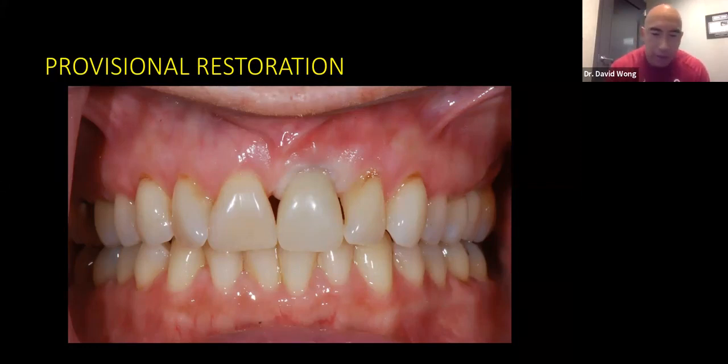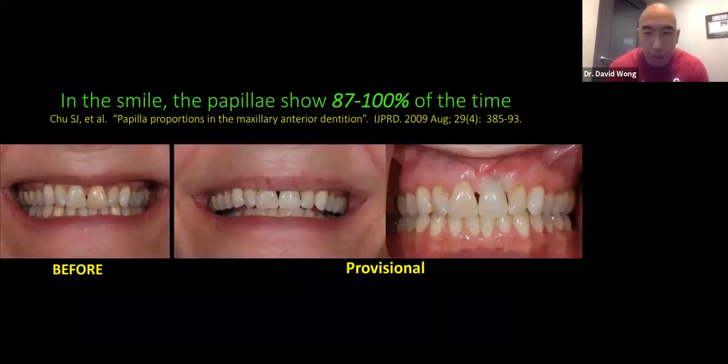So this is the part where we have to have a discussion. What do you do now with this big black triangle between number 8 and 9 and between 9 and 10? So what you do is nothing. That's what happens. So in the smile, once again, 87 to 100% of the time, the papillas show. So as you can see from the before to the provisional, you can definitely tell that something is not right. The tendency in dentistry, though, is to use your hands, right? You want to use your hands and fix everything. But the wise thing to do in a situation like this is to do absolutely nothing and let Mother Nature do its thing. And let me show you what Mother Nature likes to do.